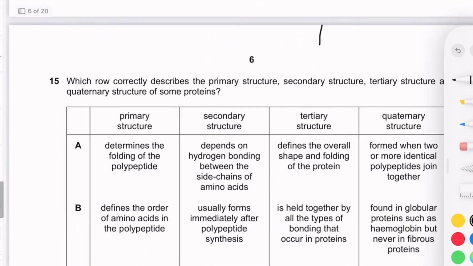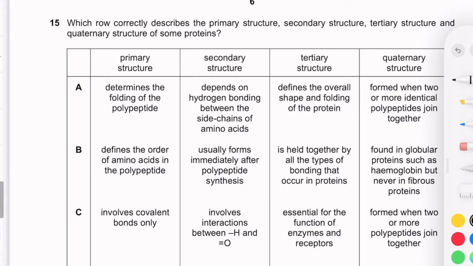Moving on. 15. Which row correctly describes the primary, secondary, tertiary, and quaternary structure of some proteins? Primary structure determines the folding of the polypeptide. Well, actually, yes, it does determine the secondary, tertiary, and quaternary structure. In tertiary structure, the protein is folded and coiled, so I would say that is correct. Depends on hydrogen bonding between the side chains of amino acids. It's not between the side chains, it's between the CO group and the NH group, which is not necessarily a side chain. It could be the parts that form the peptide bond itself.